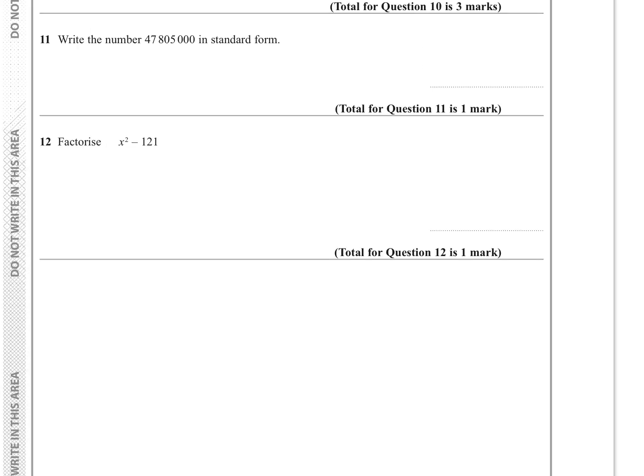Okay. Question 11. We've got 47,805,000 and we want to write that in standard form. So how many powers of 10 will we have? Well, we would have 1, 2, 3, 4, 5, 6, 7 powers of 10. So we could write that as 4.7805 times 10 and again and again and again by 10, 7 times.